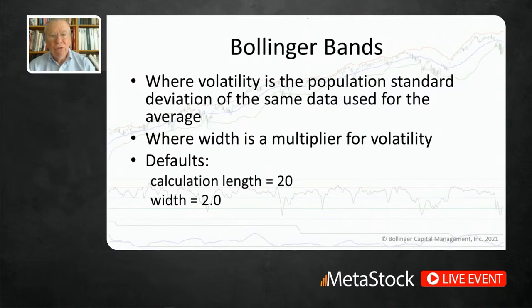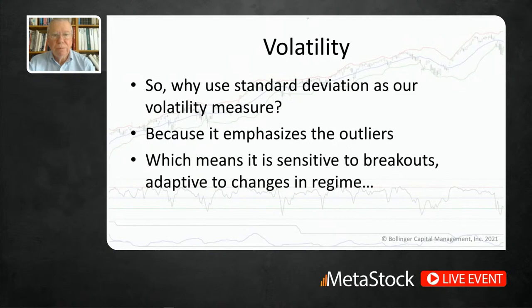And the defaults for the multiplier are 2.0. So the standard definition for Bollinger Bands is a 20-period moving average with an upper band plotted two standard deviations above the average and a lower band plotted two standard deviations below the average.